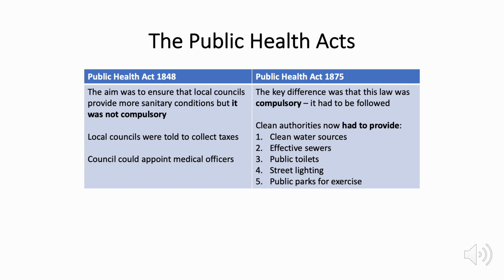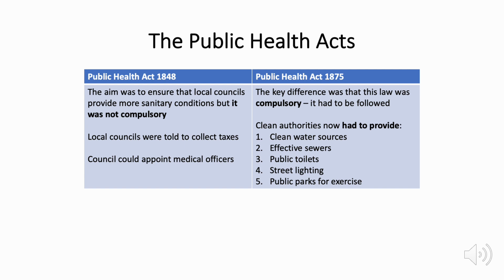The first one basically recommends that councils improve the quality of the hygiene in their area. But the key thing is that it's not compulsory. Okay? It's not compulsory. There's some more information on the screen as well for 1848 if you are targeting a higher grade. For 1875, the recommendations are now compulsory. So they're no longer recommendations. People have to follow the advice that is given now. The local councils now have to provide a clean water source. They have to have an effective sewage system. They have to provide public toilets, street lighting, and public parks for exercise. That is compulsory. There's no way that they can get around that.